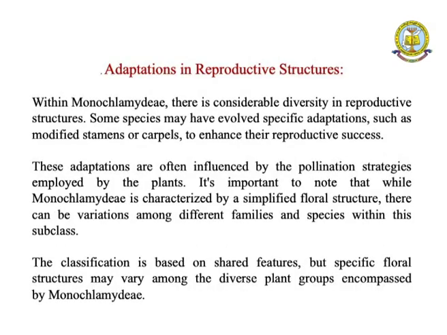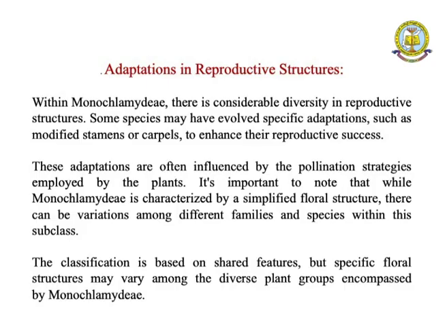Okay. So what is the adaptation of reproductive structures? Within the Monochlamydeae there is considerable diversity of reproductive structures. Some species may have evolved specific adaptations such as modifications of stamens or carpels. These are both important. This also enhances reproductive success. These adaptations are often influenced by the pollination methods employed by the plants.